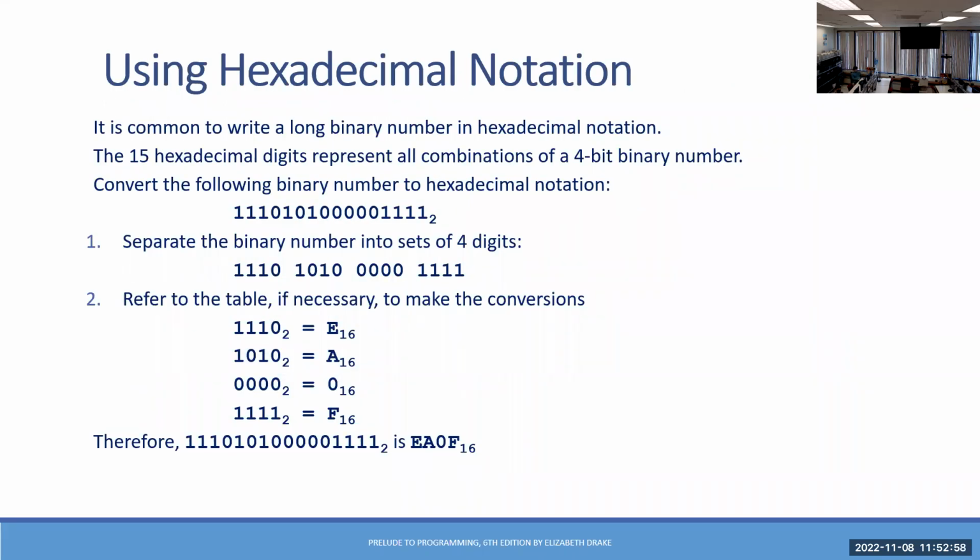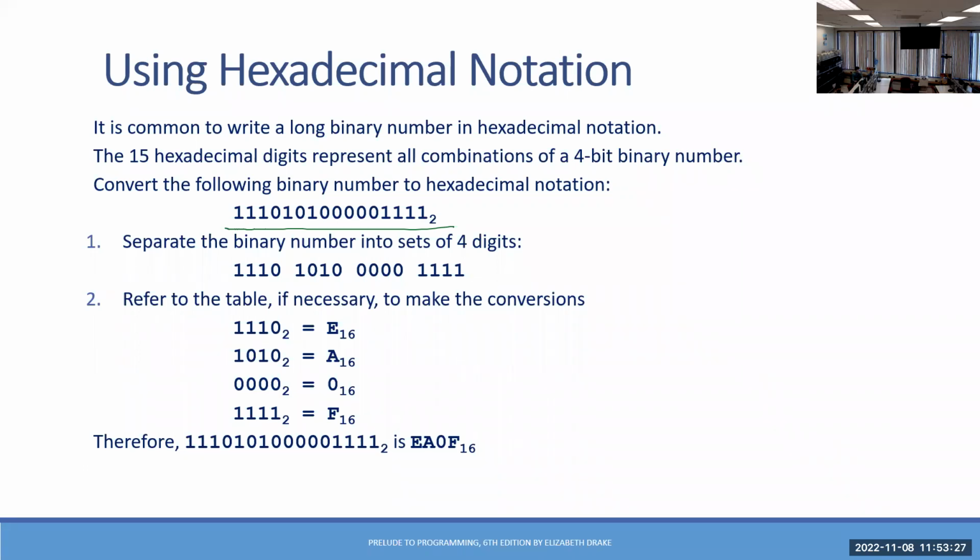Okay, so yeah, it is common to write a long binary number in hexadecimal notation here. So the 16 hexadecimal digits represent all combinations of the 4-bit binary number, right? Whatever the hexadecimal digit is, I only need 4 bits in order to represent it here, right? So how do we convert the following binary to hexadecimal notation? You see, you have a long list of binary here.